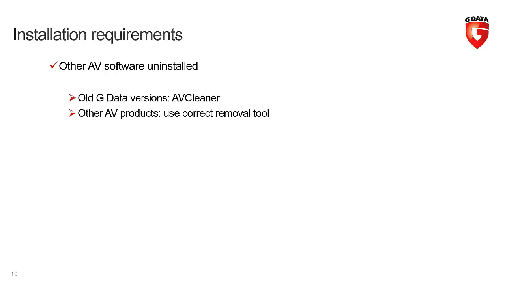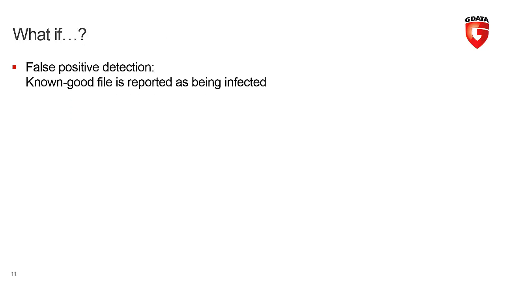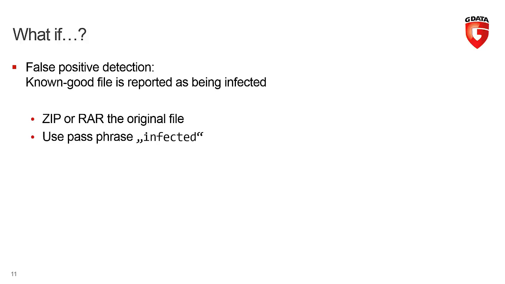If you have used any antivirus software at all before, chances are that you have encountered what is referred to as a false positive detection, or FP for short. While there is an exceptionally low number of FPs with G-Data, they do happen. If this is the case, take an original copy of the file which has been flagged and put it into a password-protected zip or RAR archive. Use the word infected as your password. All letters must be lowercase and without quotation marks.